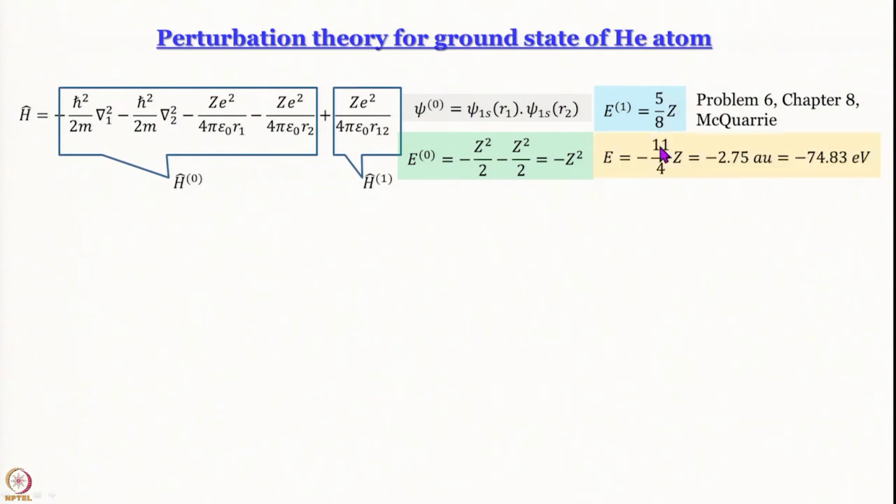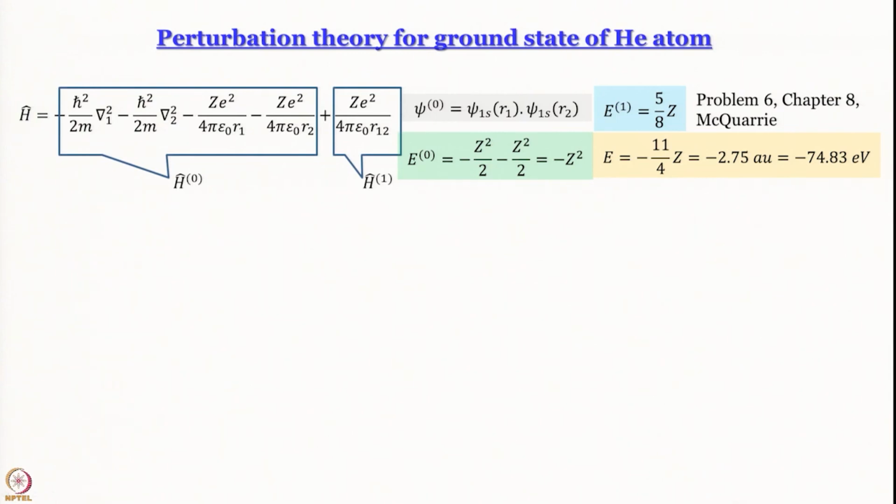What is total energy then? Total energy is minus Z squared plus 5Z/8, okay. That turns out to be minus 11/4 Z. There is a minus sign here that I missed, I am sorry. So, I have to write E0 minus E first. So, that turns out to be minus 2.75 atomic units, which is 74.83 electron volt.